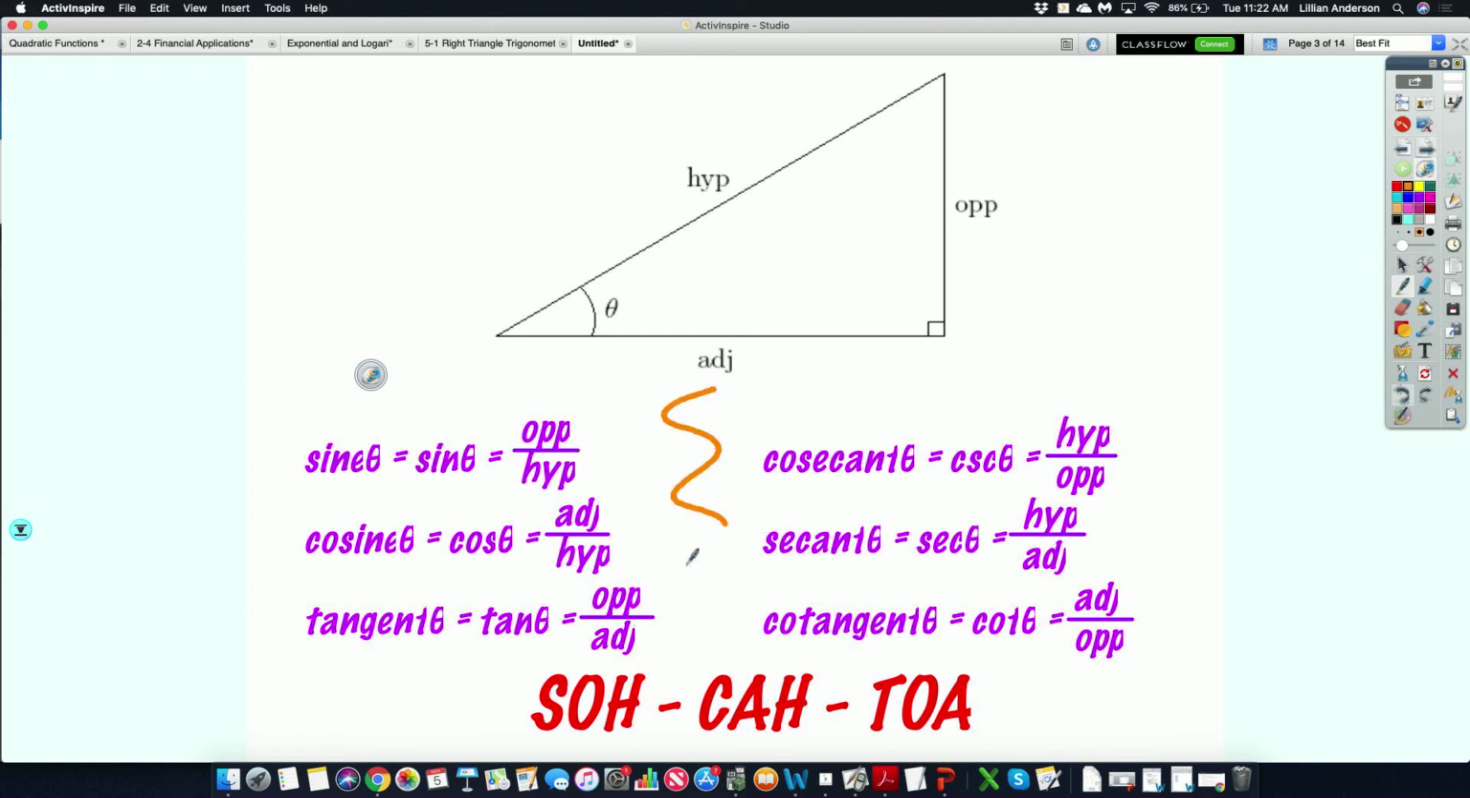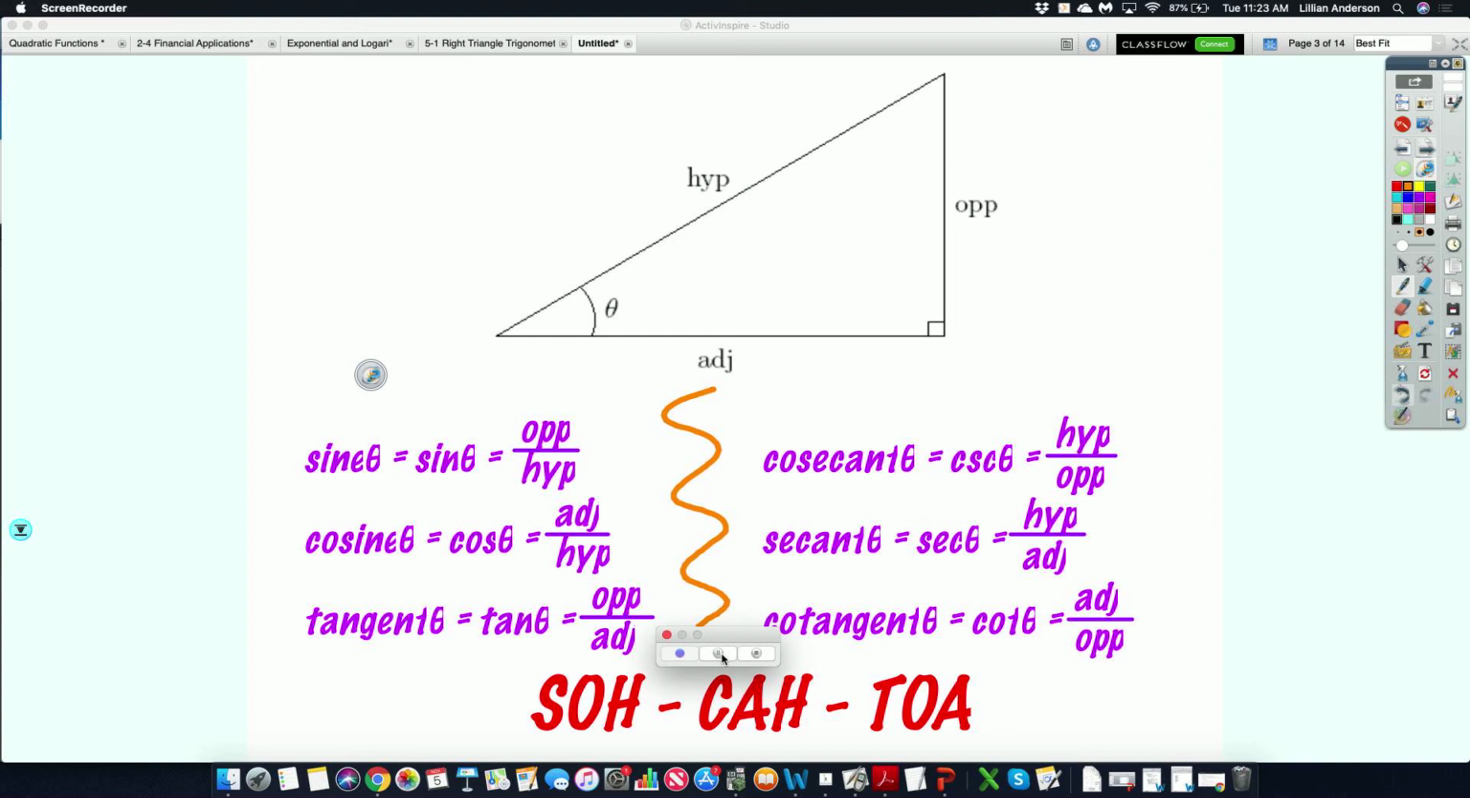Now, what might be new to you is what's on the right-hand side. Okay? Cosecant, secant, and cotangent, okay, are known as the reciprocal trig functions. Okay? They're known as reciprocal trig functions. Cosecant is the reciprocal of sine. Remember, reciprocal in math means you flip, right? So as you can see, cosecant of an angle is your hypotenuse over your opposite. It is the flip of your sine.